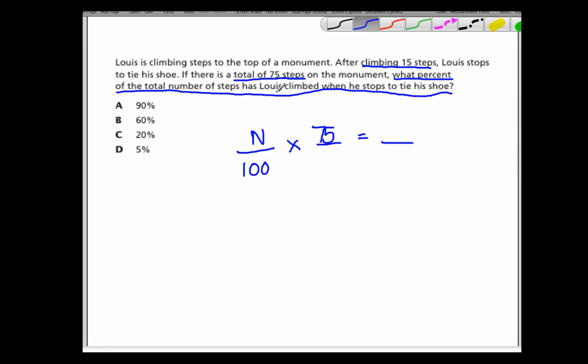And then, has he climbed when he stops to tie his shoe? He stops to tie his shoe, he climbed 15 steps. So what percent of 75 is the same as 15? Is n by itself? No. Therefore, we're going to have to multiply by the reciprocal of 75 hundredths, and the reciprocal of that is 100 75ths. And what I do to one number, I'll do to the other number. And over here, I'll make 1. Over here, I'll make 1. 1 times n is n, divided by 1 is n, times 1 is n.